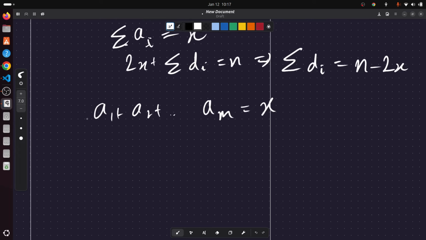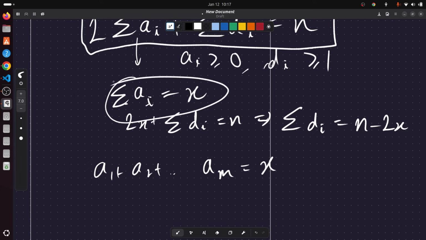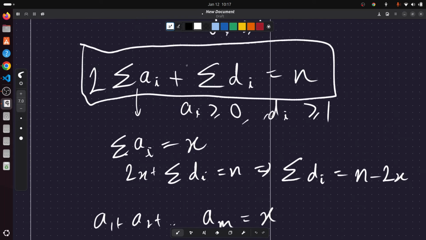Basically, we are assuming the summation of ai is equal to x. Originally, what we want to do is, over all the ways to distribute n into ai's and di's such that 2 into sum of ai plus sum of di is equal to n, find out the sum of the product of di's. That is our problem, right?